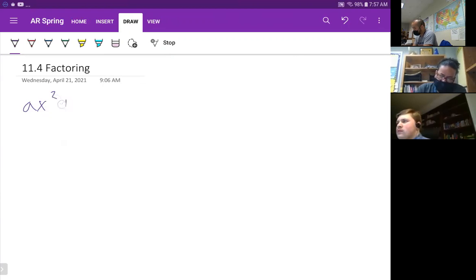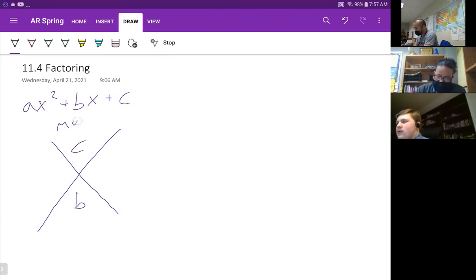You have ax squared plus bx plus c as your quadratic equation. Then you have this x. So what is it? C goes here, B goes here. And then you multiply to get this number. And then you add to get this number. Whatever those factors are, they go here.